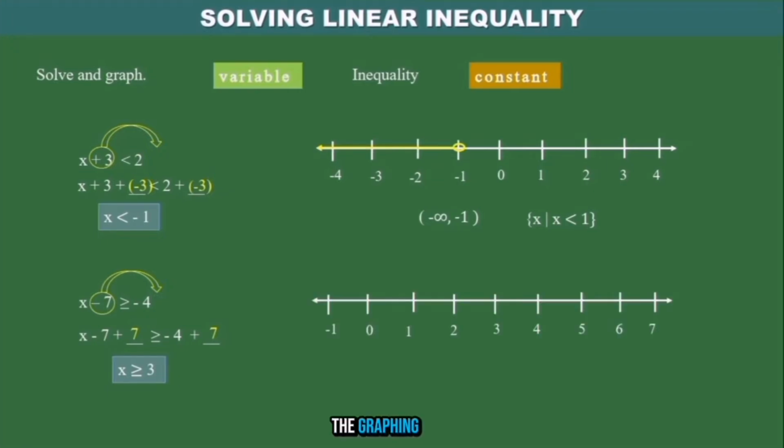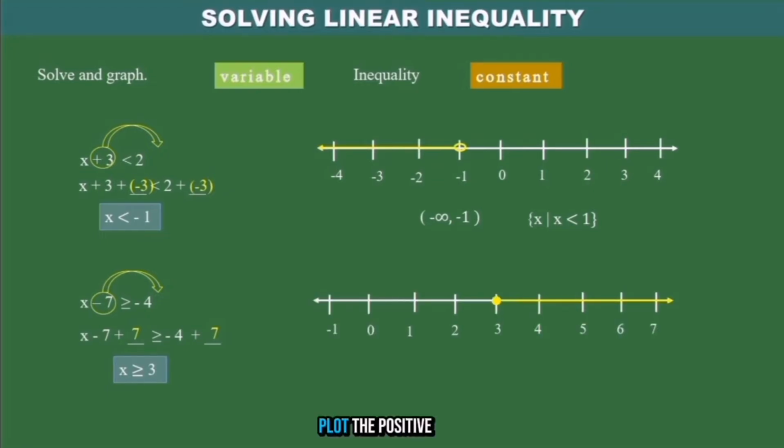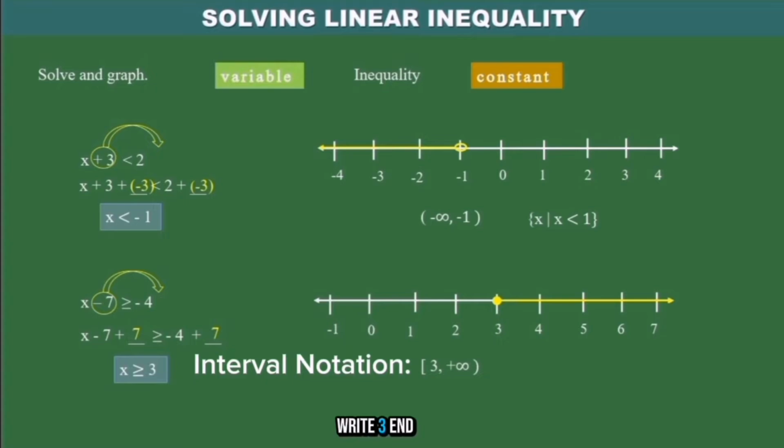Now let's do the graphing. And now let's plot the positive 3. Since the positive 3 is included in our solution, the dot will be shaded. And now our symbol here is greater than, so our line will be running to the right side. Another way to write the notation, we can also write 3 to positive infinity. As you can see, 3 is using a bracket. It's because 3 is a part of our solution. That's why our dot here is shaded.